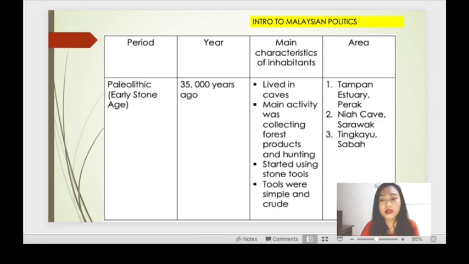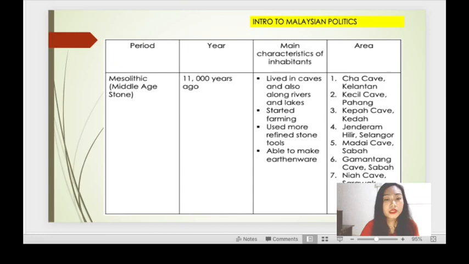The next one is Mesolithic, also called Middle Stone Age. The main characteristics of inhabitants during this period are that they also lived in caves and along rivers and lakes. They had started farming, they used more refined stone tools, and they were able to make earthenware. The areas here are in Kelantan, Kecil Cave in Pahang, Kedah, Jenderam Hilir in Selangor, Madai Cave in Sabah, Gua Gelap in Sabah, and also Niah Cave in Sarawak.